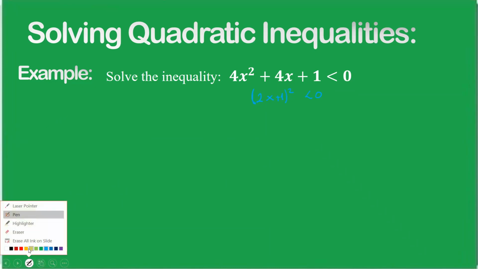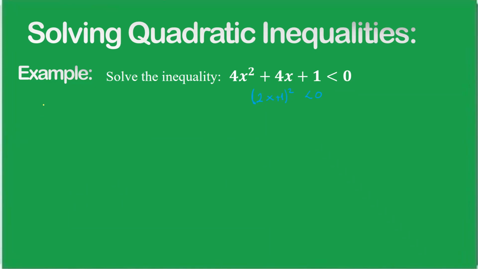So 4x squared plus 4x plus 1 is equal to 0. So 2x plus 1 is 0. So 2x is minus 1. I'm writing all the steps. I told you that it is a double root. So x1 is equal to x2 is equal to minus 1 over 2. Yes, this is our critical point.